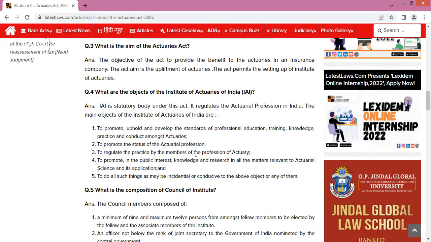Institute of Actuaries Act, what it is, what it does. It regulates the profession in India, to promote, uphold and develop the standard of professional education, training, knowledge, practice and conduct among actuaries. Whatever is required, they all provide, to promote the status of the actuarial profession, to regulate the practice by the members of the profession of actuary, everything.